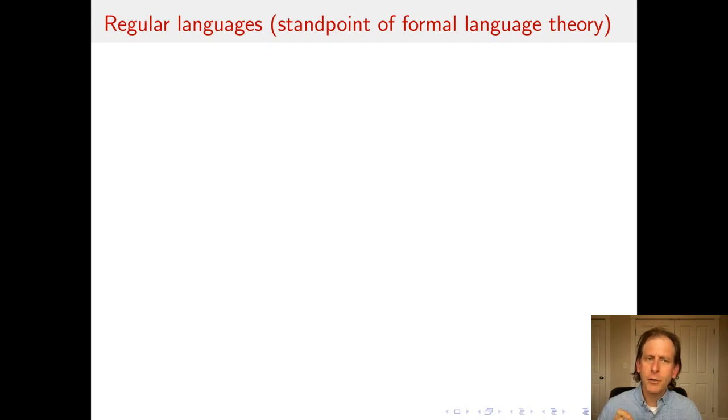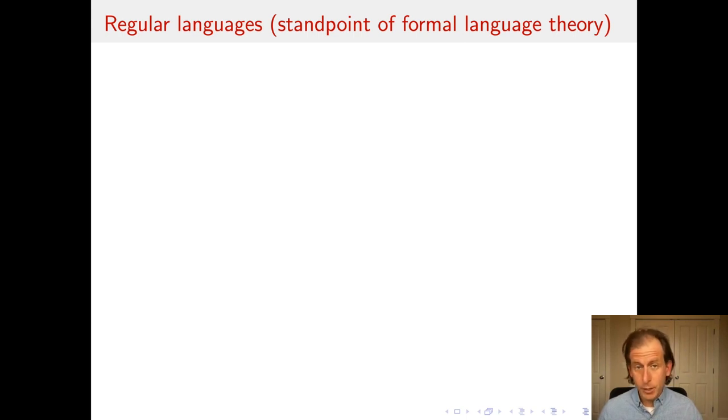We're now ready to look at regular languages from the standpoint of formal language theory. Formal language theory is the study of languages as mathematical objects, strings, sets, and what formal apparatus can and can't generate what string sets and what properties the string sets have.